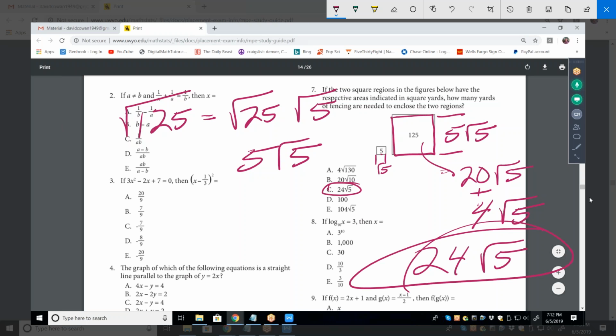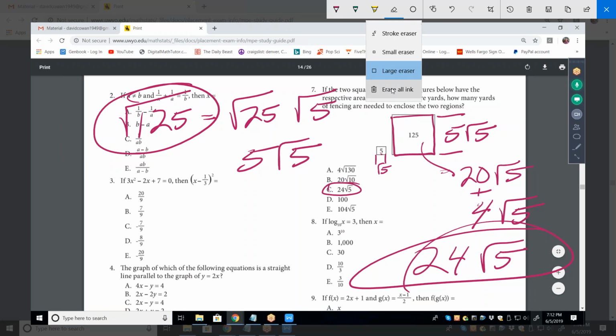This is a pretty simple problem, but it forces you to simplify a radical. Otherwise I would have been trying to add root 125 to root 5. You can't add those. One's an apple and one's an orange. So I've got to simplify the root 125 before I can add it to the other one. It's a little harder than it looks, just because it requires you to simplify.